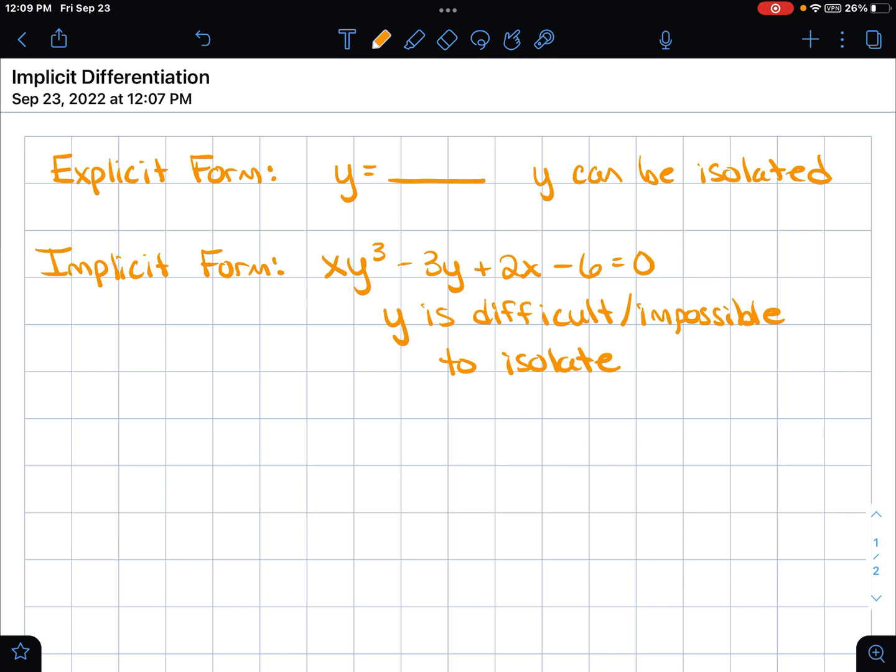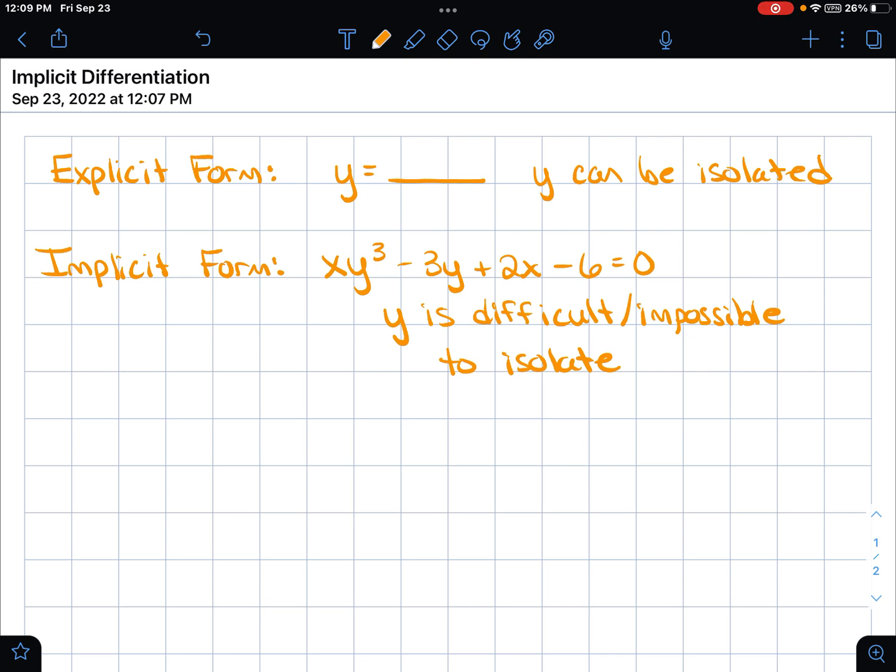So we're going to use a method called implicit differentiation because it's in implicit form, meaning y is really difficult to isolate, but we still need to find the derivative so we can determine what is happening with the rate of change, the instantaneous rate of change of this graph. Now, a lot of these graphs are no longer functions because a lot of the x values will have multiple y outputs, but we can still look at the rate of change even though it's not a function. So let's look at an example.